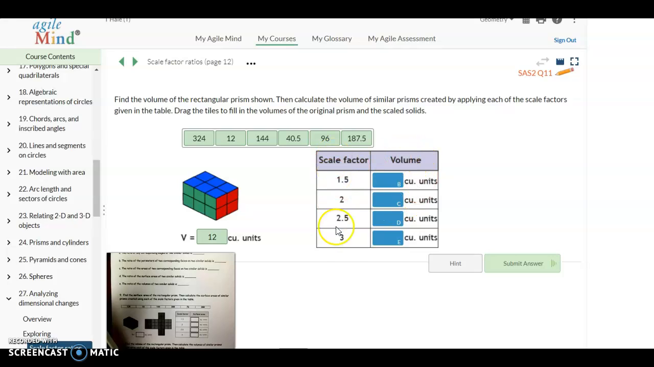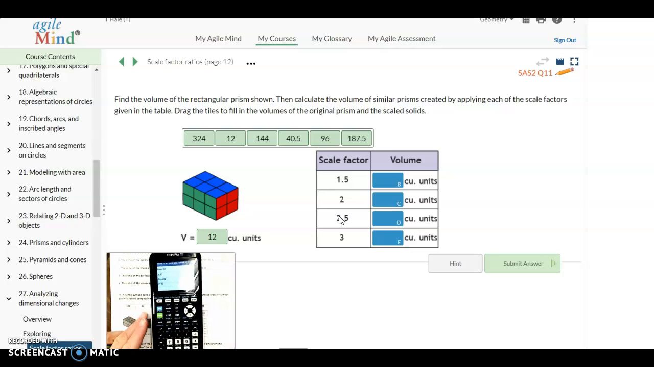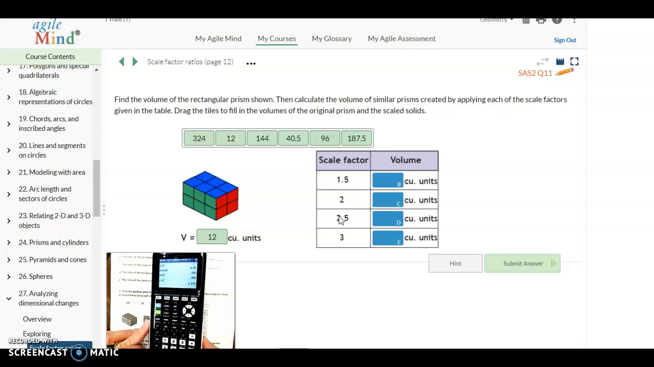So to find these new volumes with these linear scale factors, remember you're not just multiplying the scale factor times the volume. You have to take the linear scale factor and cube it this time to know what to multiply by to get the new volume. So we're going to start with the 1.5 scale factor. We're not squaring it this time. We're cubing it. So we're raising it with that caret key to the third power. 1.5 to the third power is 3.375. That's what I'm going to multiply by my volume of 12. And that gives me 40.5 for my new volume.